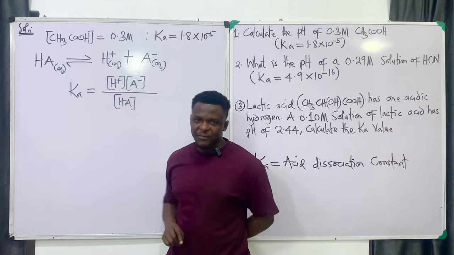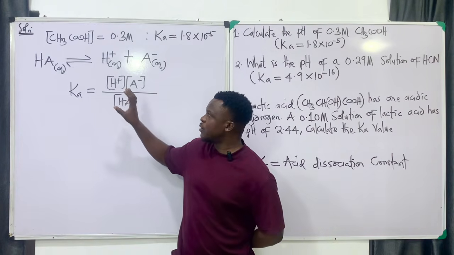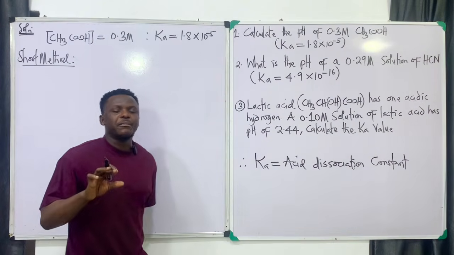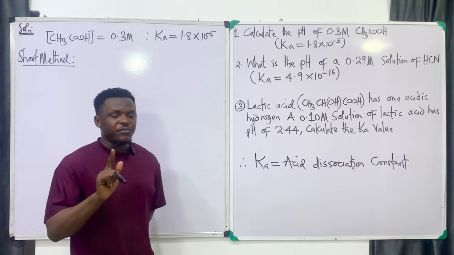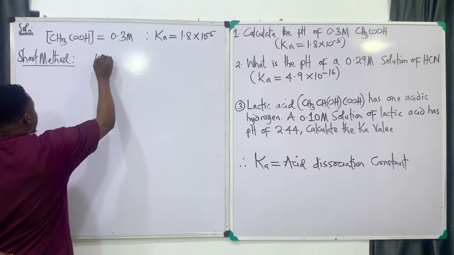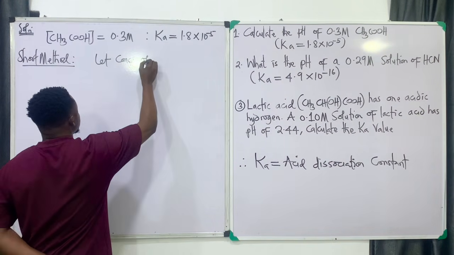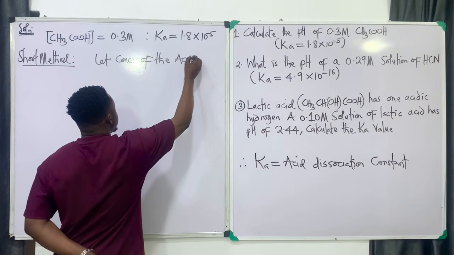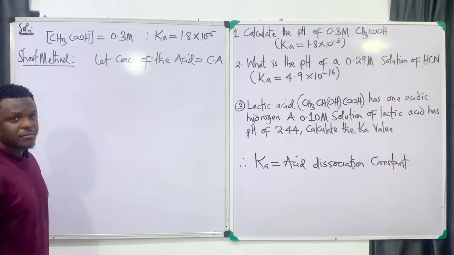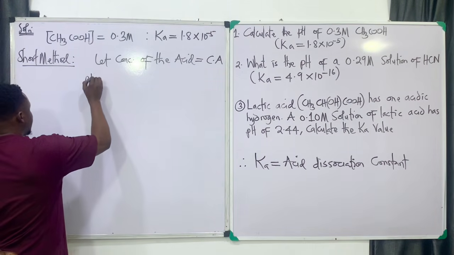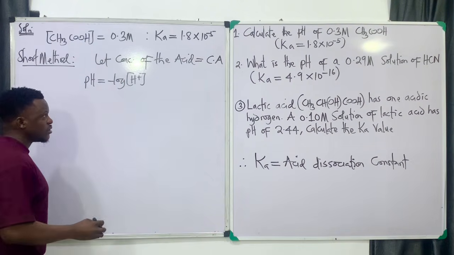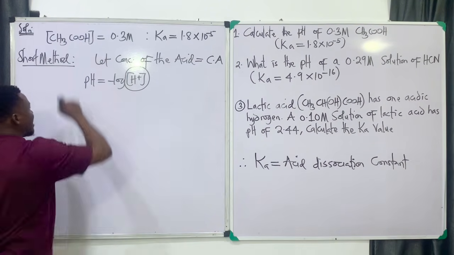So you don't really have to write it for CH3COOH specifically; this general formula covers an acid. I'm going to clean up the board and restart solving this. If you're asked to solve for the pH of a weak acid, follow me. Let the concentration of the acid equal C_A. Remember, the formula for pH is pH equals negative log of H plus. This is what we want to find from this acid.